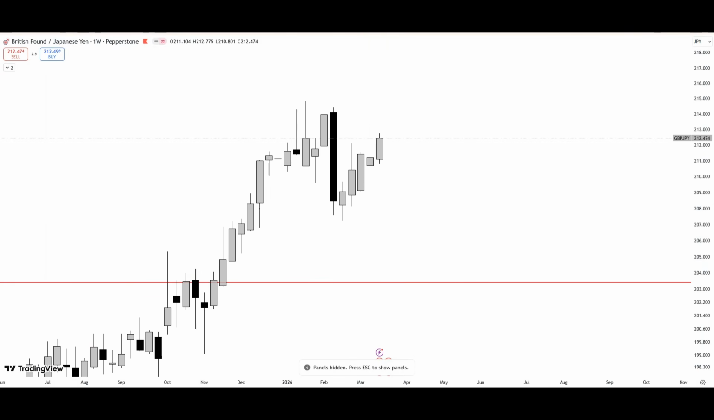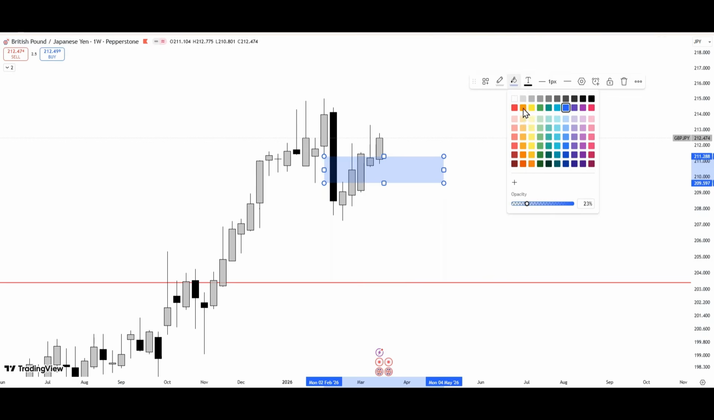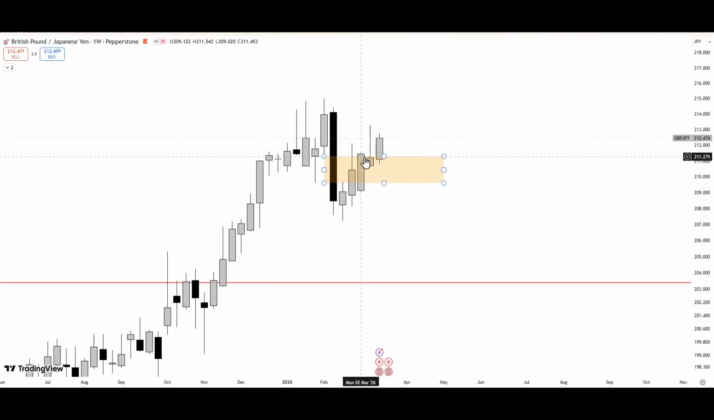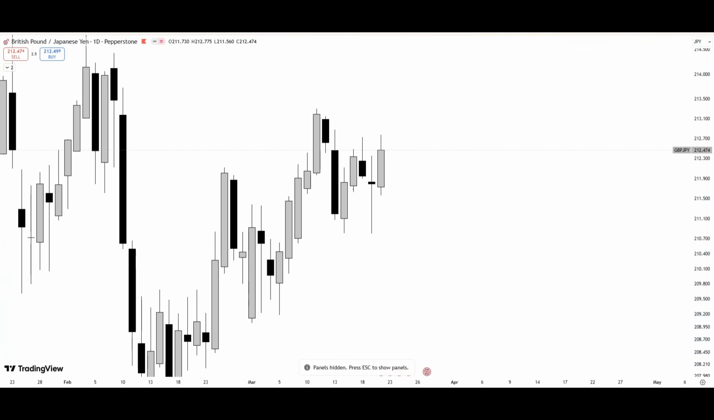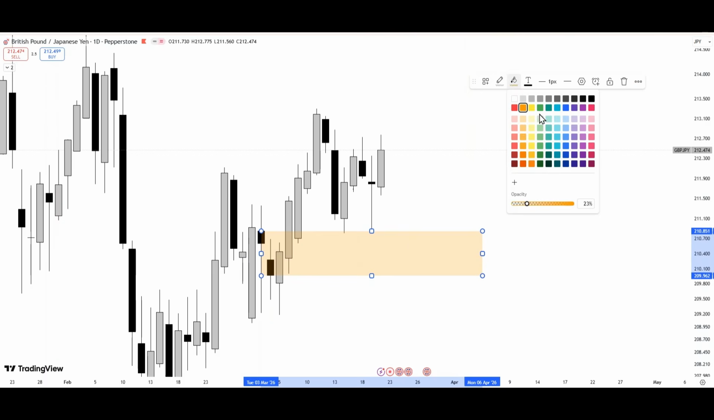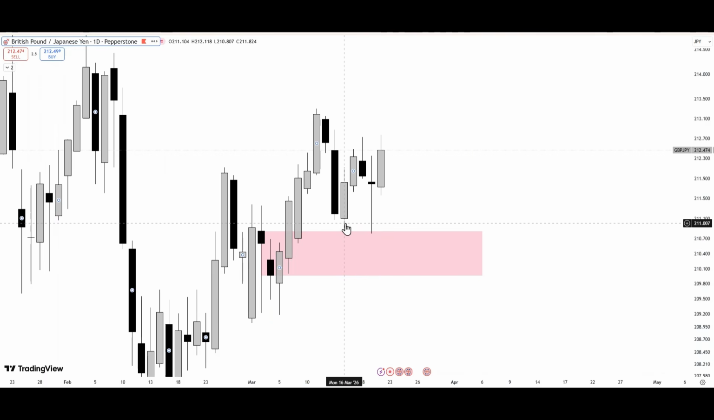So let's look at the weekly time frame for GBP JPY. If you look at the weekly time frame, you can see we had an inversion fair value gap here, and so far this is what we have. So let's look at the daily time frame. If you look at the daily time frame, you can see we had this order block here which got tagged by price on Monday, and it also got tagged on Thursday, and so far this is what we have.